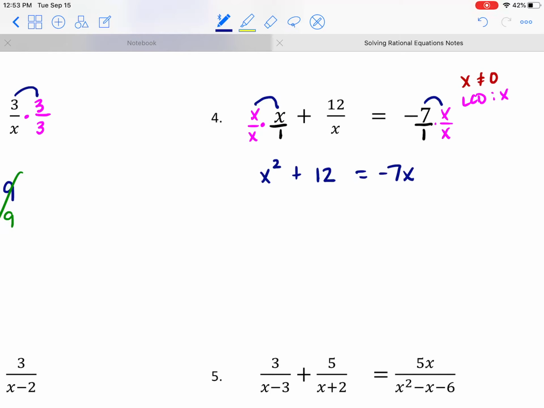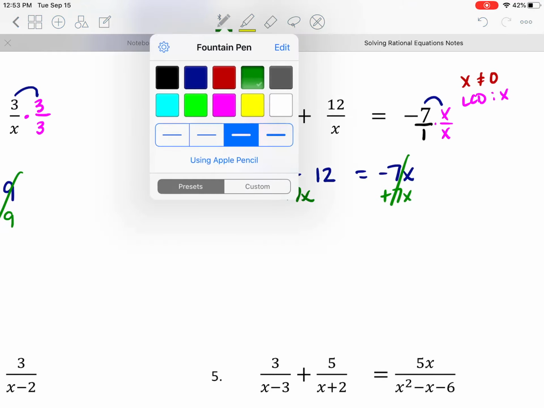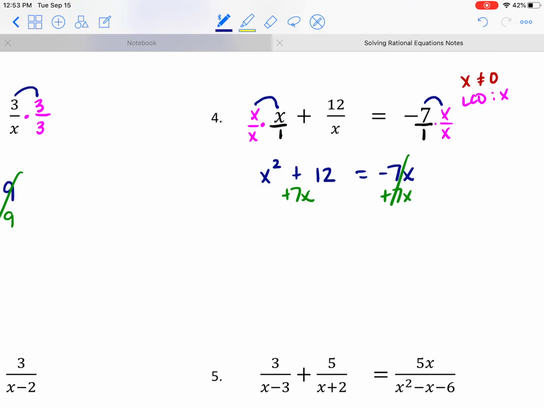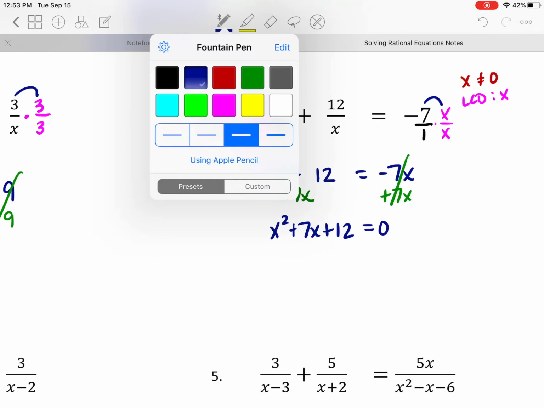Now this equation looks a little different from the last 4 that were linear. This one is quadratic. We solve quadratics by factoring. So we want to add the 7x over to this side to get this thing in order and equal to 0. And now I have x squared plus 7x plus 12 equal to 0. And now I can factor.